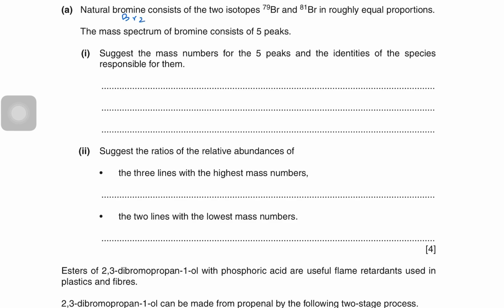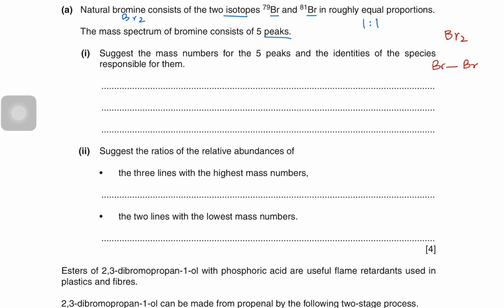Natural bromine, which is Br2, consists of 2 isotopes, bromine 79 and bromine 81, in roughly equal proportions. The mass spectrum of bromine consists of 5 peaks. Suggest the mass numbers of the 5 peaks and the identities of the species responsible for them. We know the actual bromine is Br2, right? So there are 2 atoms.